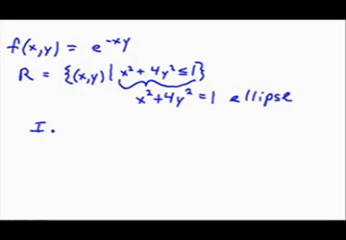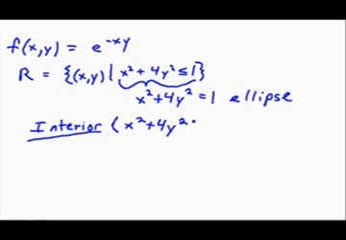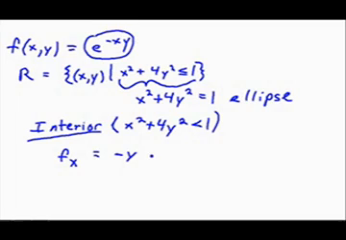So let's look first at the interior, and see if we can find any critical points there. The interior is given by the strict inequality x² + 4y² < 1. Well, find the critical points in the usual way. Find the partial with respect to x. The partial of this with respect to x is going to be -y e^(-xy), and the partial with respect to y is going to be -x e^(-xy).